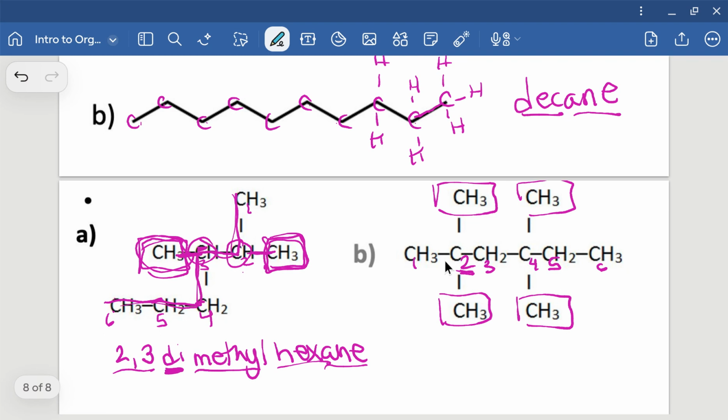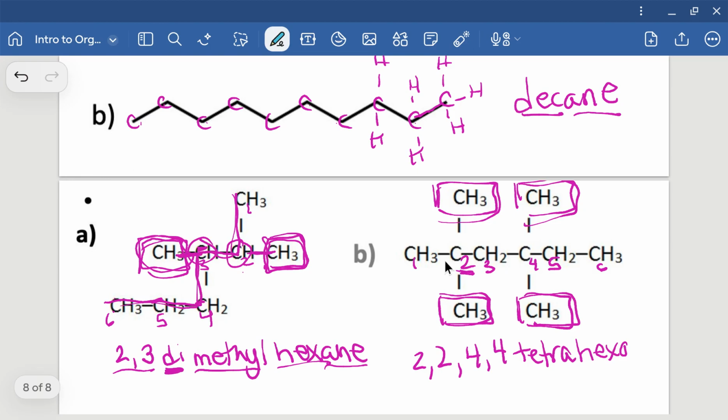For this first one, we'd have 2, because it's on carbon 2. This second one here is also on carbon 2. Then we have over here on carbon 4. This one up here is also on carbon 4. There are 4 side groups altogether, so we need the prefix tetra, and then naming your chain, which is hex for your longest chain being 6, and then ane, because there are all single bonds.